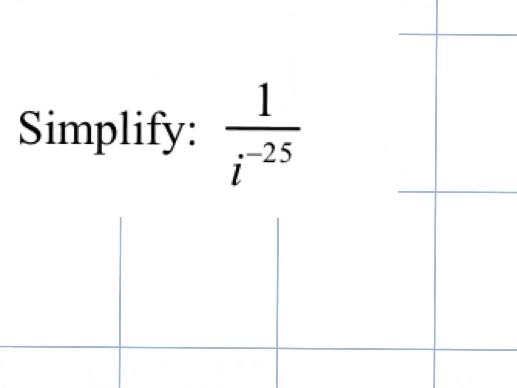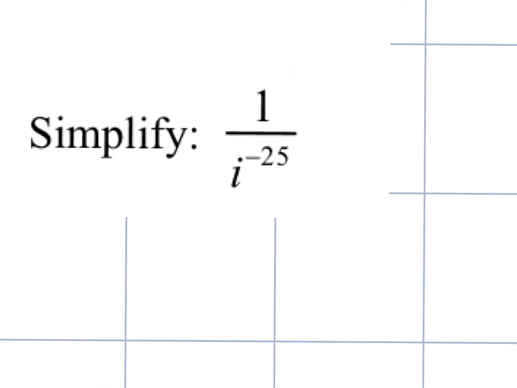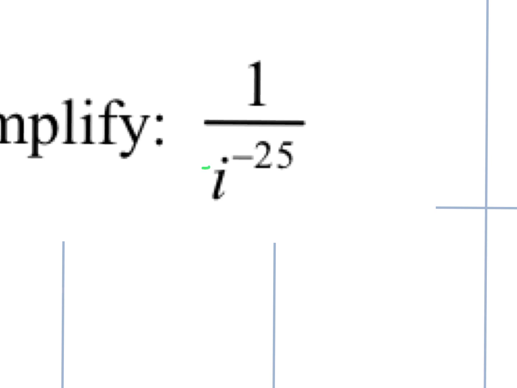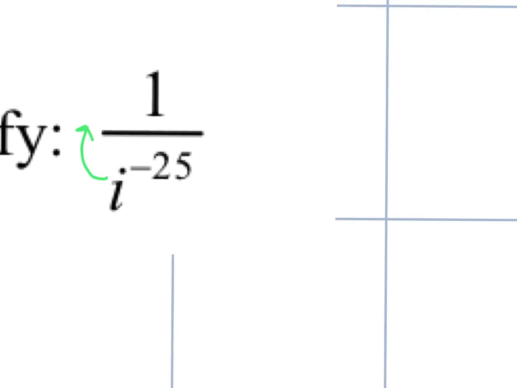Okay, another simplify. Guys, you notice here you have a negative exponent. How do we make a negative exponent positive? You got to move it. If it's in the denominator, you move it to the numerator. If it's in the numerator, you move it to the denominator. So the first thing I'm going to do is move this up here. So I have i to the positive 25th power.